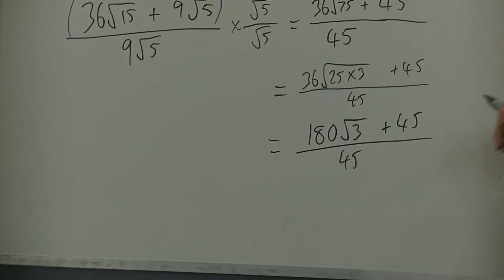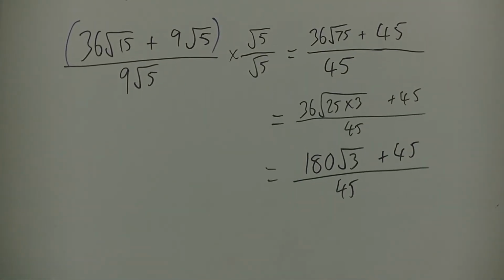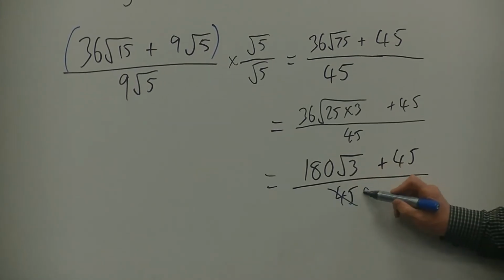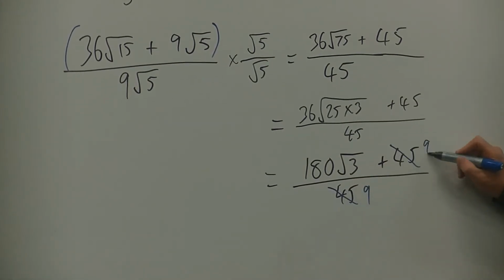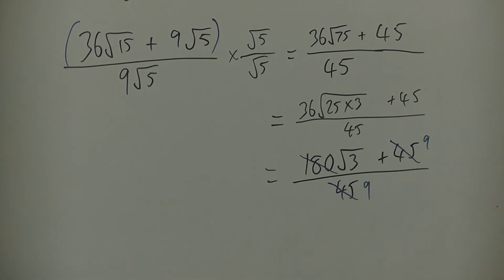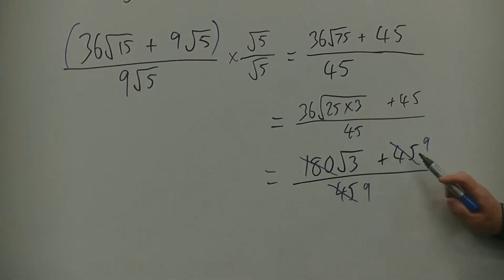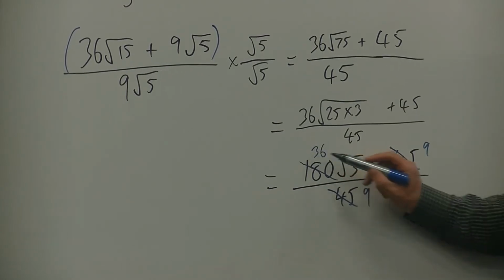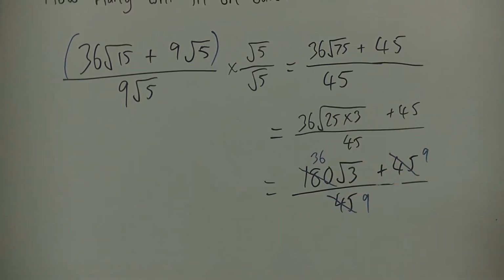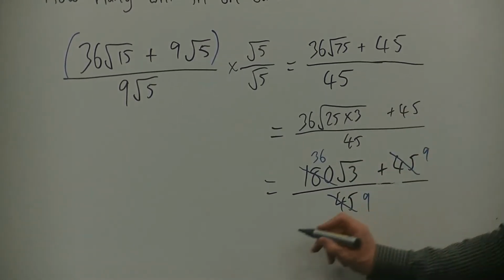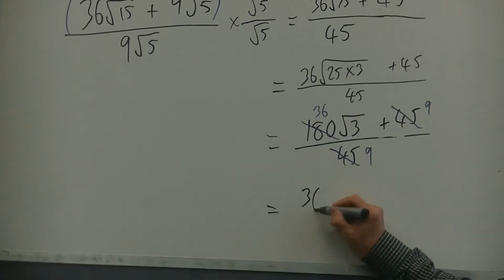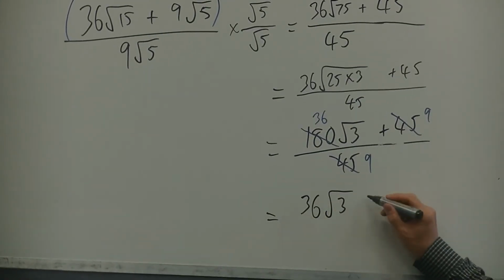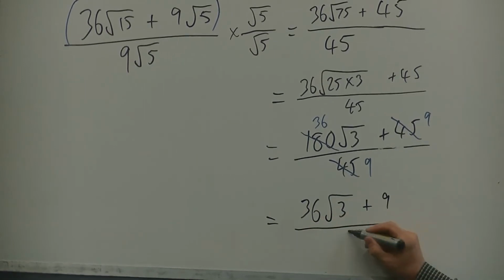There's a common factor of 5. 5 goes into 45 9 times. Goes into this 45 9 times. But we must also simplify from that term, because there are two terms on the top line. So 5 goes into this one 36 times, because 10 goes into that 18 times, so it must be double that. So our answer is 36 root 3 plus 9 over 9.